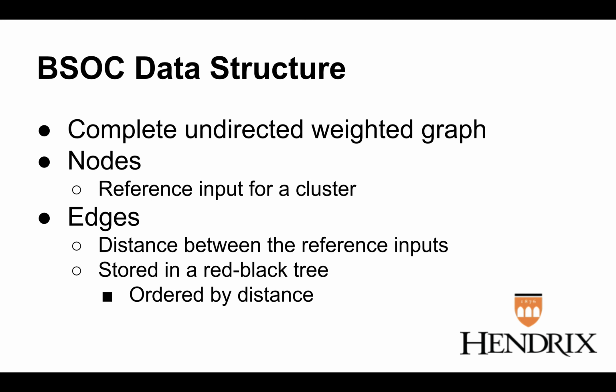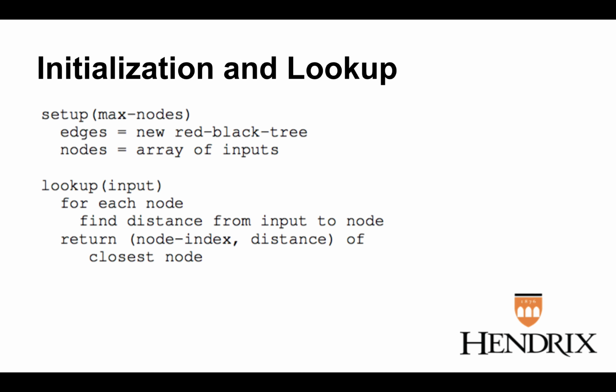The underlying data structure is a complete undirected weighted graph. Each node is the reference input for a cluster. The edges are the Euclidean distances between the matching reference inputs. Because every pair of nodes has some defined distance between them, we have a complete graph. The edges are stored in a red-black tree so that you can quickly find the smallest edge for the merging process. So here's a brief pseudocode for the algorithm.